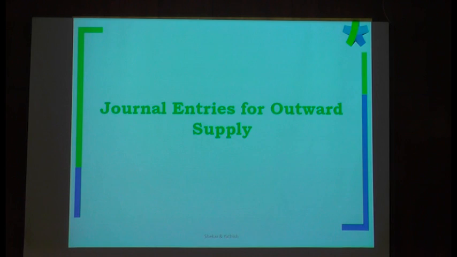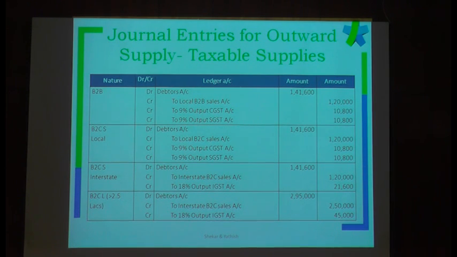Then we have journal entries for the outward supplies. With respect to the journal entries for outward supplies, as I told you, we will have a separate split of entries between B2B, B2CS, that is small, and B2CL. L is above 2.5 lakhs. So once these transactions are there, we show it as debtors account to local B2B sales, 9% output CGST and 9% output SGST. This is the entry I am going to have.